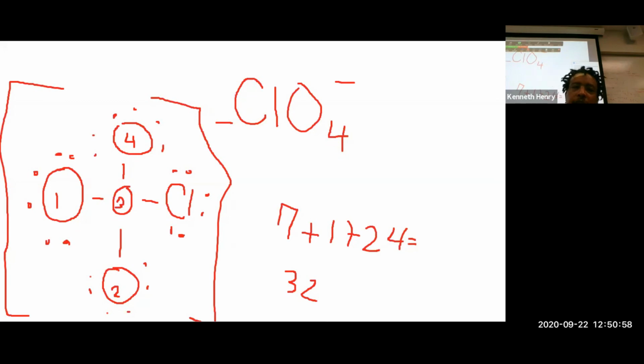And remember, the one that typically can hold more bonds, or is the furthest away from being a noble gas, is the one that has to go in the middle. Right? Typically.